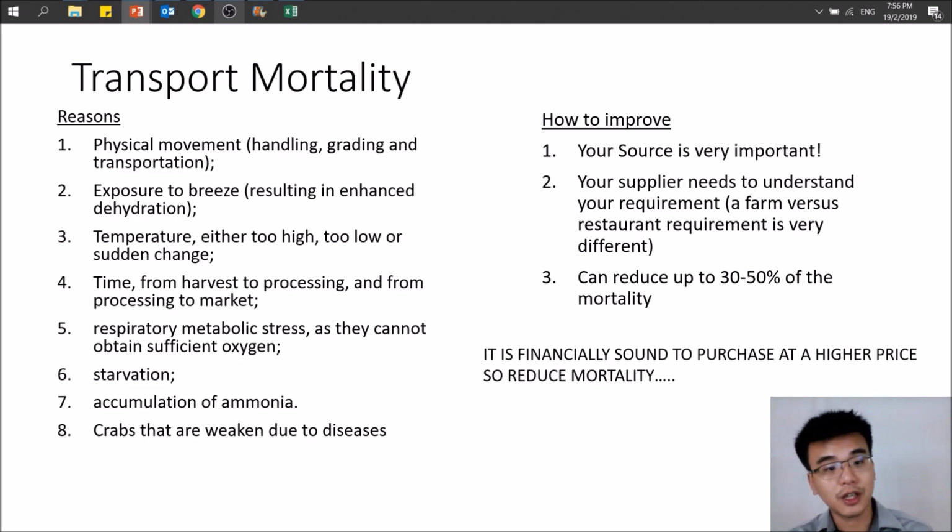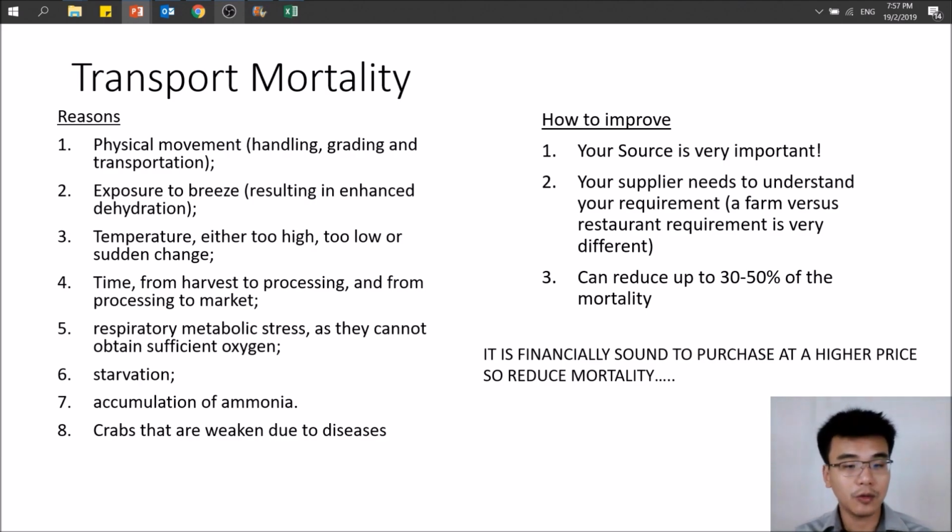So the important factor that we want to remind everybody is that your source is very important. Whether they are dealing with crablets or with crab fattening or even for trading purposes, they need to know that you are farming them and you're not holding them for only 2 to 3 days.